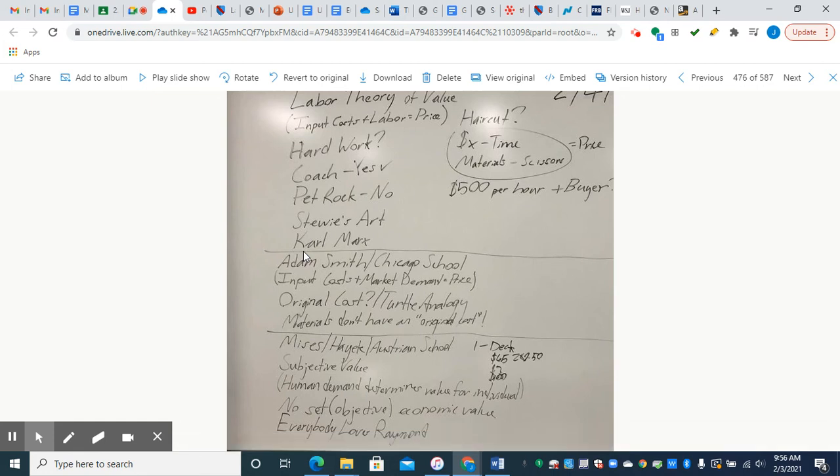that are demonstrably untrue. Now, others like Adam Smith and later on, more recently, the Chicago School would view that price comes from the input costs plus market demand equals the price. So like you're building a house, you have to factor in the materials that go into building a house, and that does come out in the price. So they're kind of right. But here's the thing. What is the original cost?